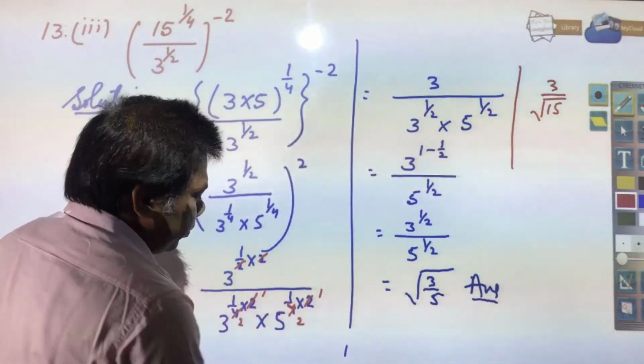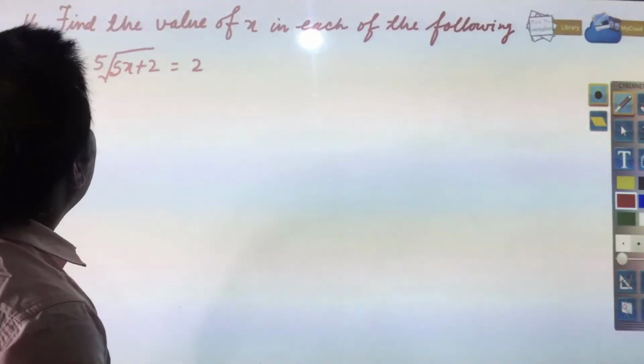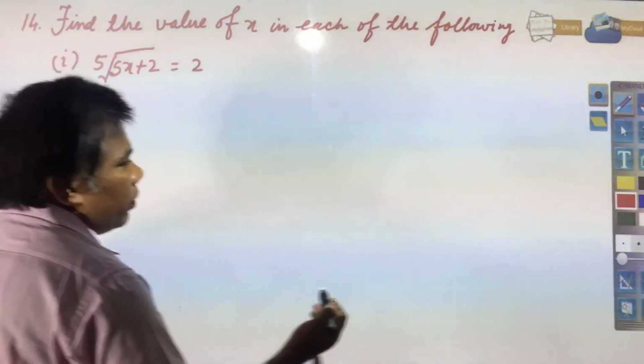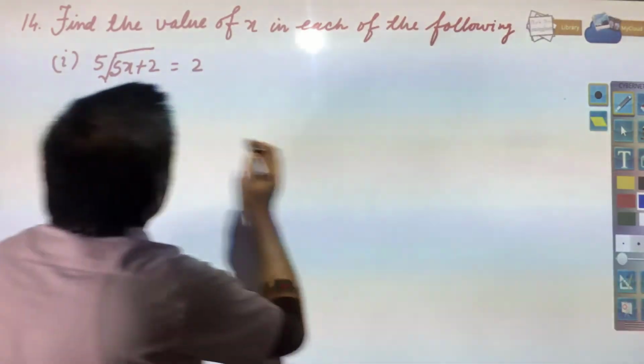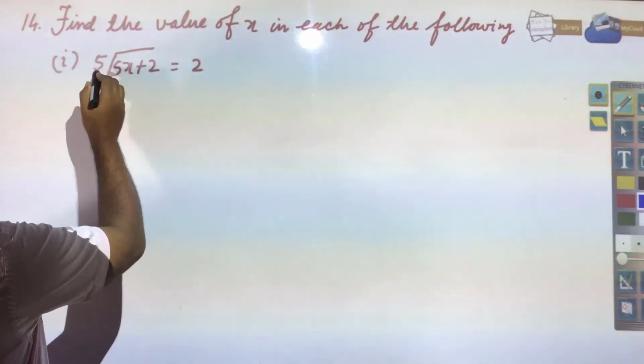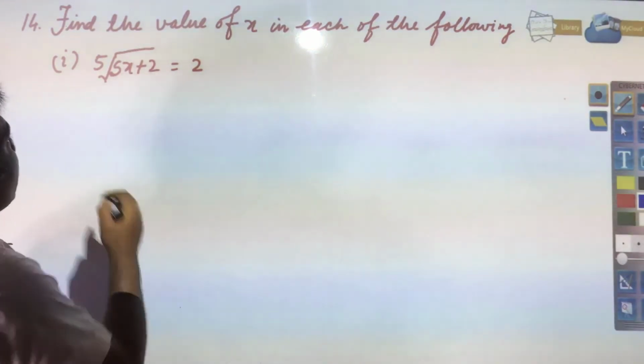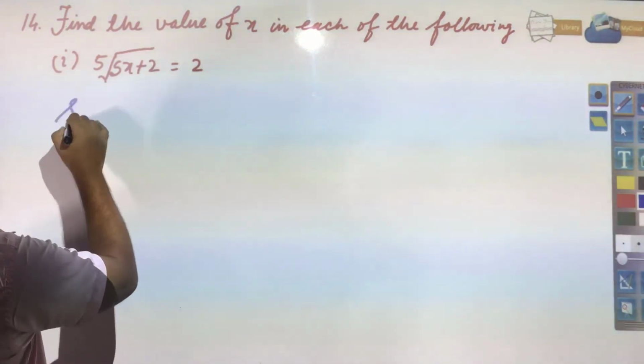Next you see, find the value of x in each of the following. So, first you have fifth root of 5x plus 2 is equal to 2. So, how we will solve this, you see.